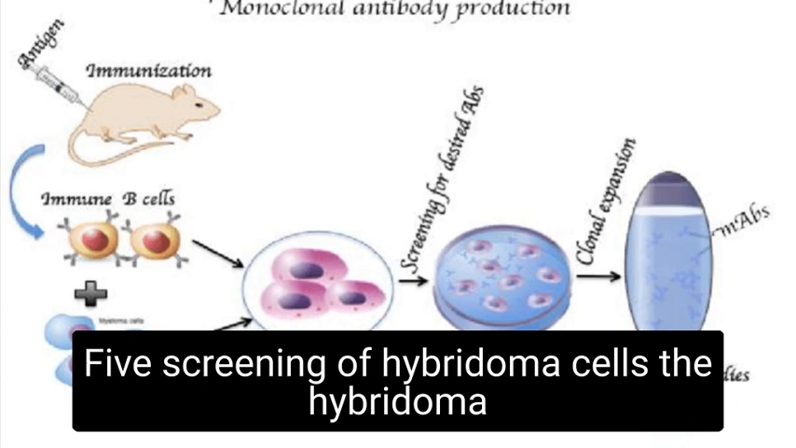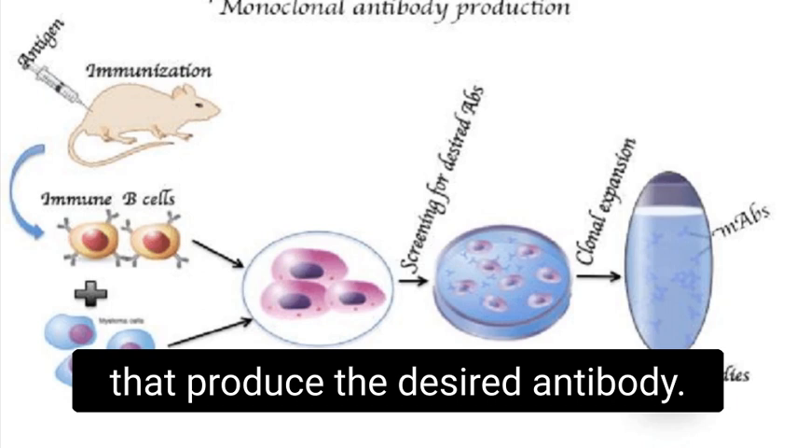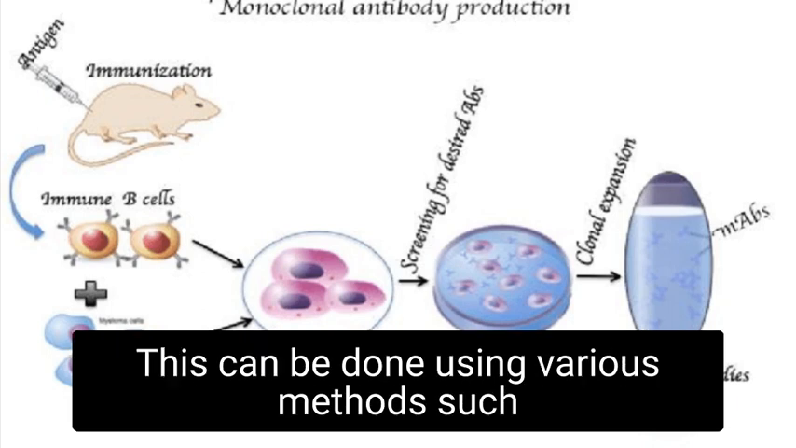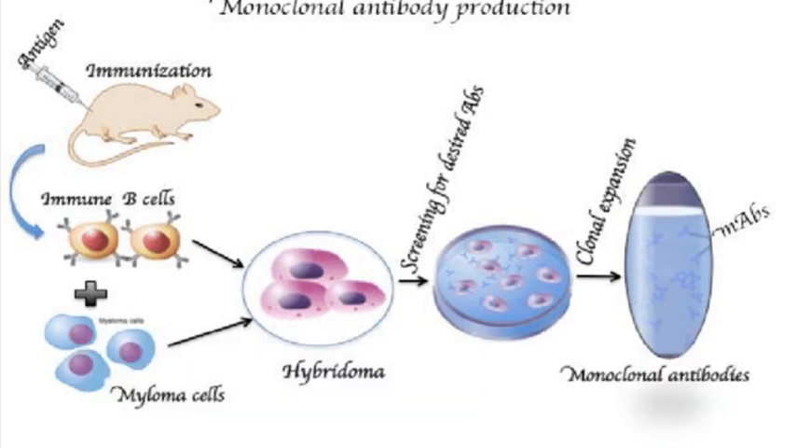5. Screening of hybridoma cells. The hybridoma cells are then screened to identify those that produce the desired antibody. This can be done using various methods, such as enzyme-linked immunosorbent assay, ELISA, or radioimmunoassay, RIA.